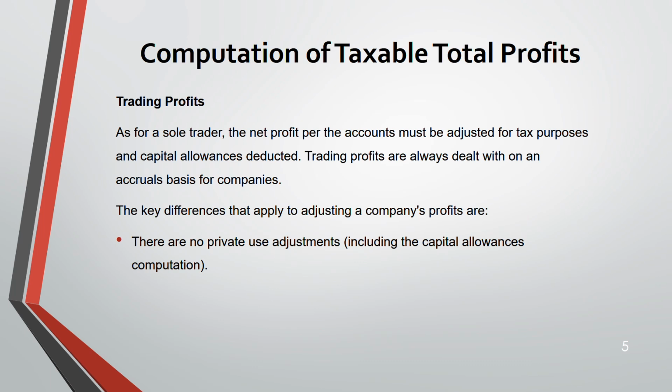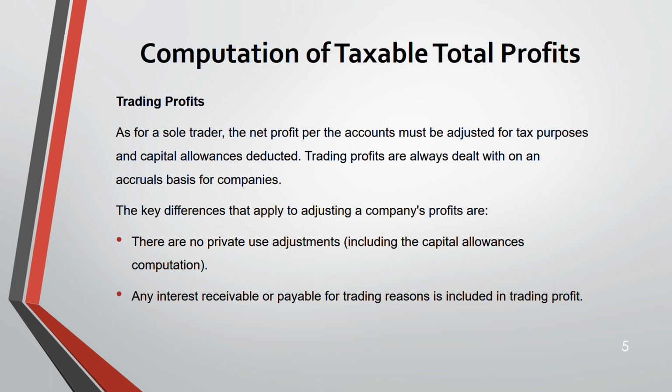When we went through capital allowances computation before, now we are going to go through it once again for companies. The difference is that for individuals, when we went through capital allowances, there were private use adjustments, if you can recall from your income tax. Moving on to companies, we don't have private use adjustments for capital allowances. We'll see the computation in a few minutes.